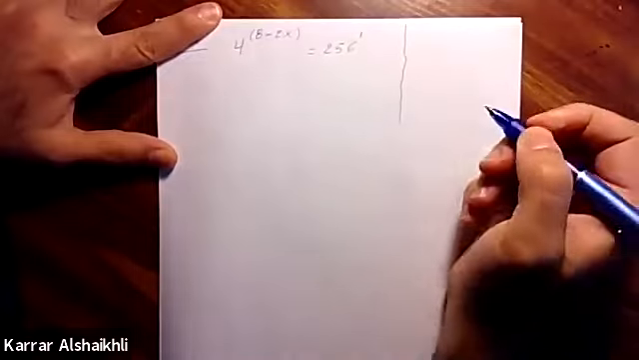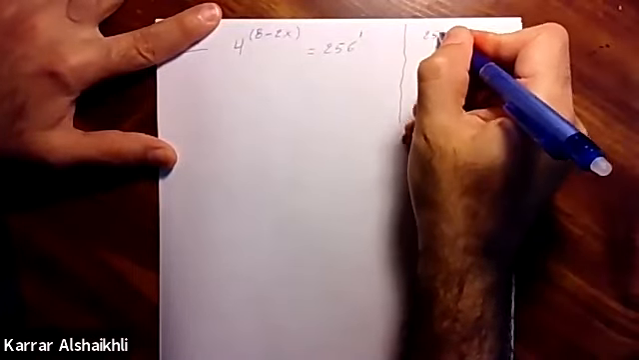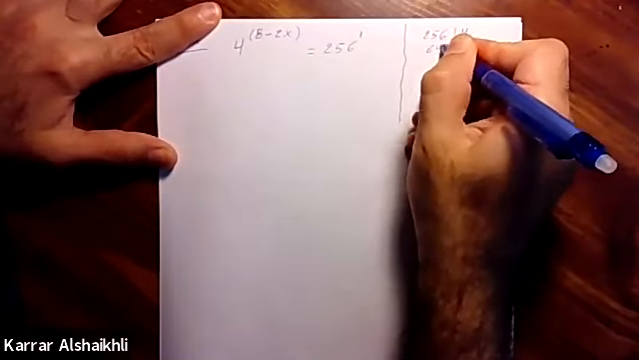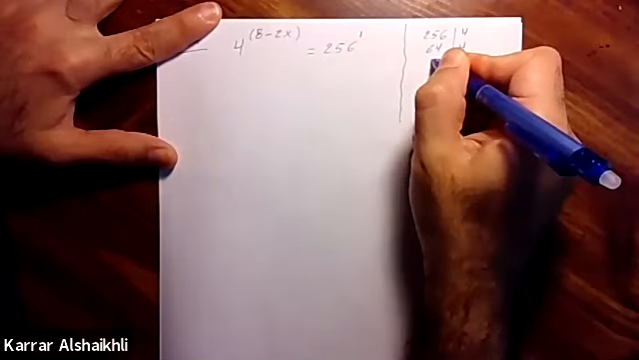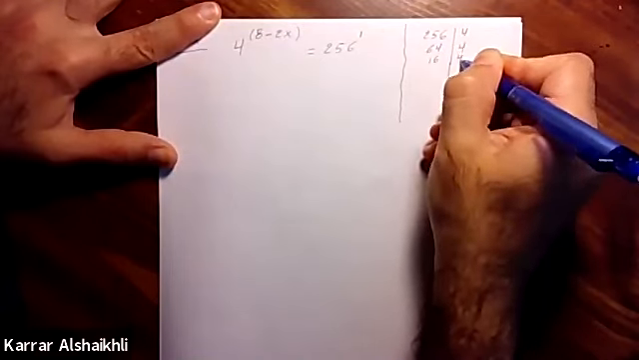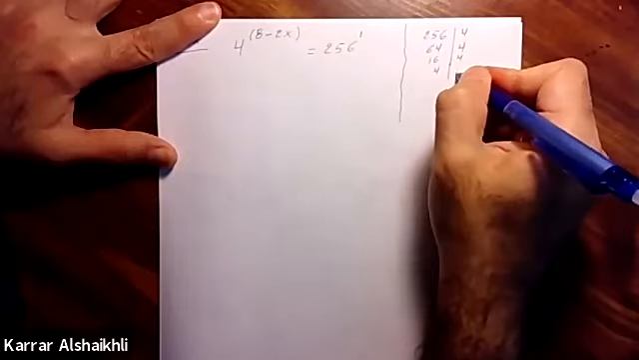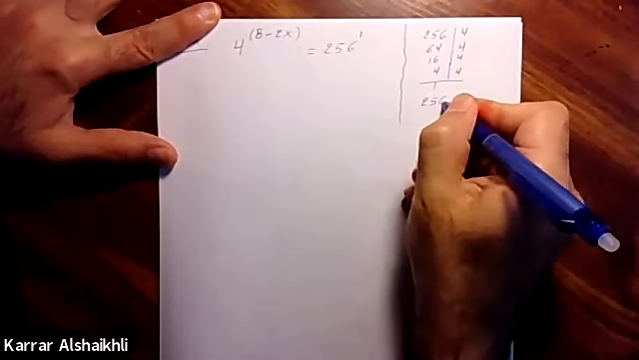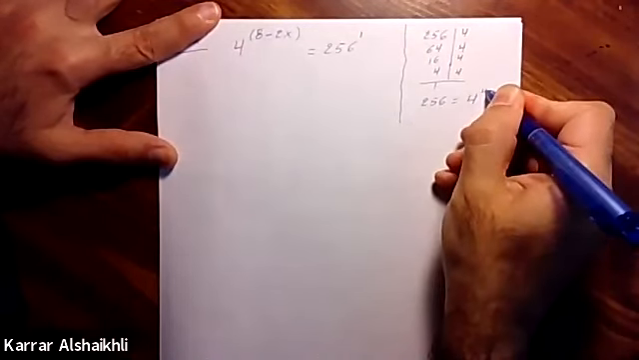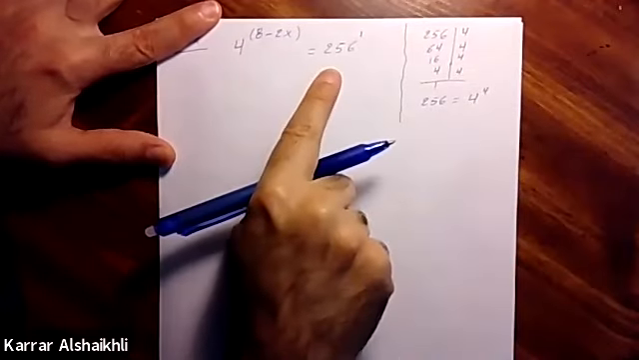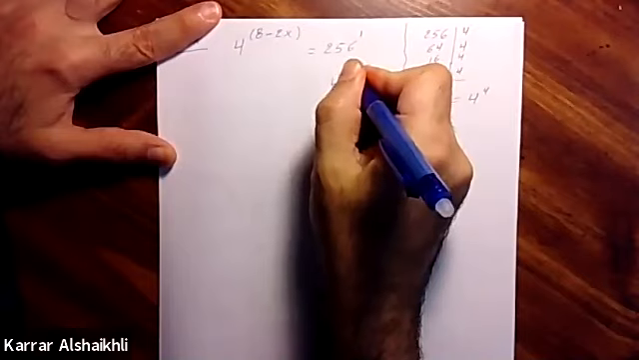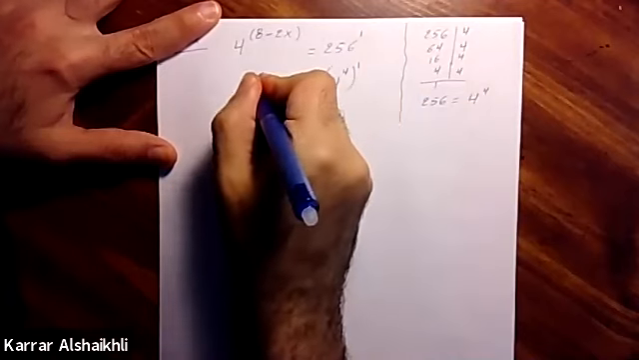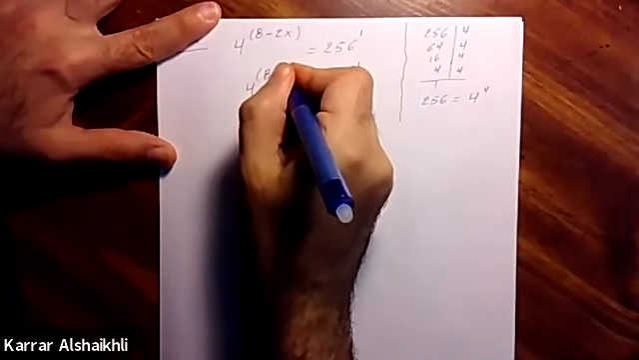So what I'm going to do, I'm just going to say 256. If I divide it by 4, it's going to be 64. 64 divided by 4 is going to be 16. 16 divided by 4 is going to be 4. 4 divided by 4 is going to be 1. So I can write down 256 as 4 to the exponent 4. So I'm going to write down this one here, 4 to the exponent 4, and here is the 1. Equal 4 to the exponent 8 minus 2x.